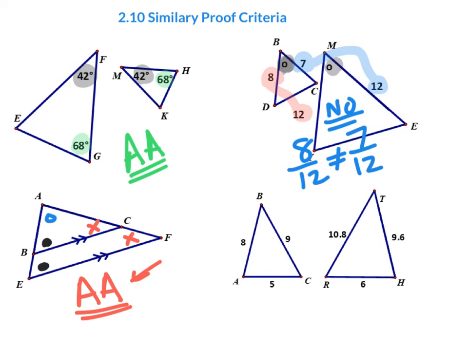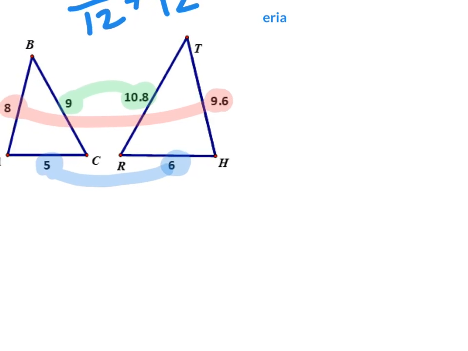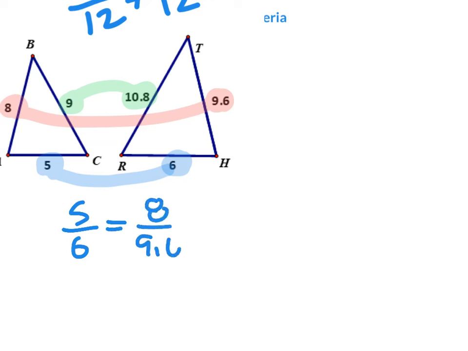Now the last one, let's do a little connecting up here. Now it's a little tricky by the way it looks as to who goes to who, but I gave you a trick here. 5 is going to go to 6. And let's see, what's our middle number? 8 is the middle here, would go to the 9.6. And then our last number would be the 9 and the 10.8. They would go together. Let's take a look at this by itself for a minute. So let's set up these ratios. It would be 5 is to 6, as 8 is to 9.6, as 9 is to 10.8.